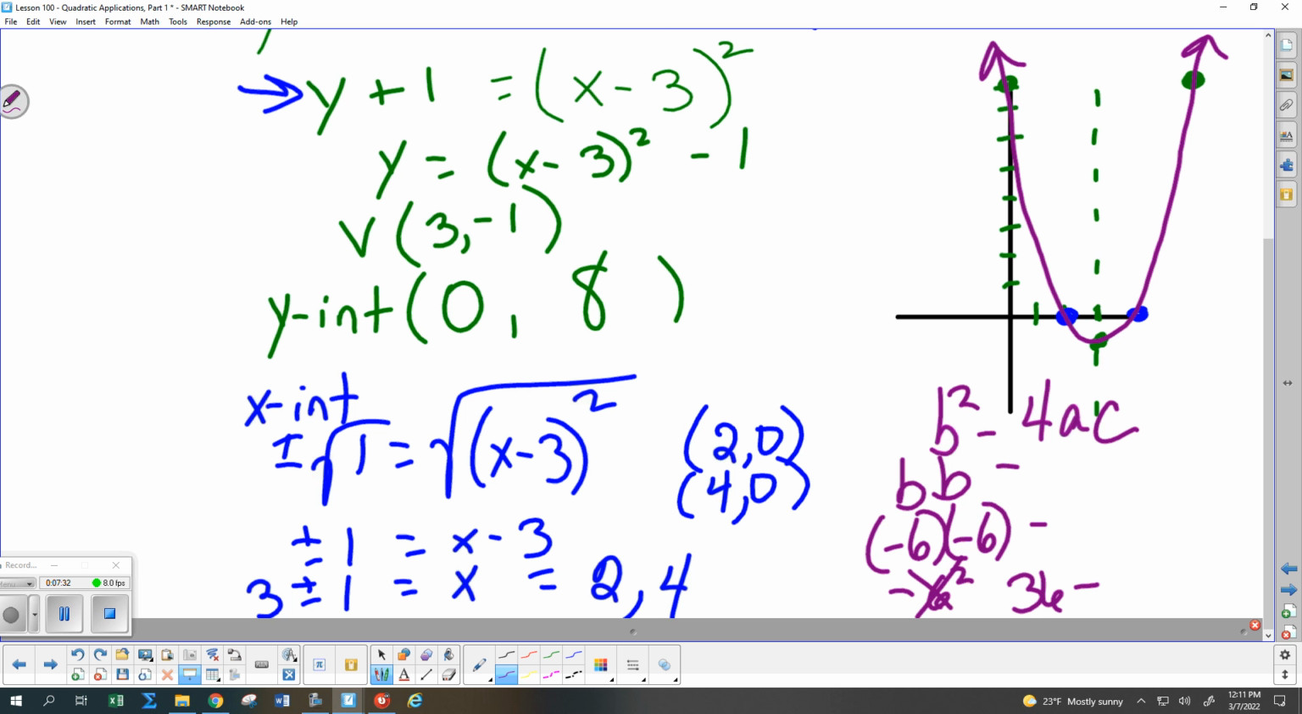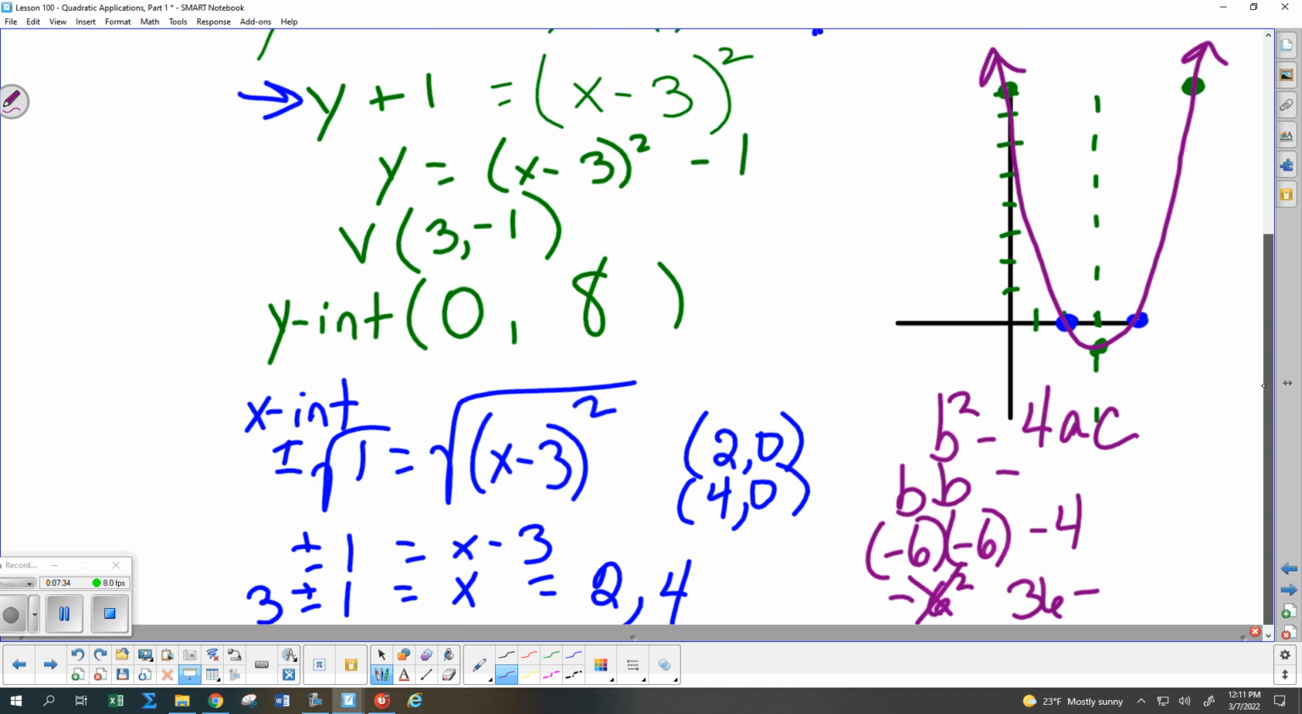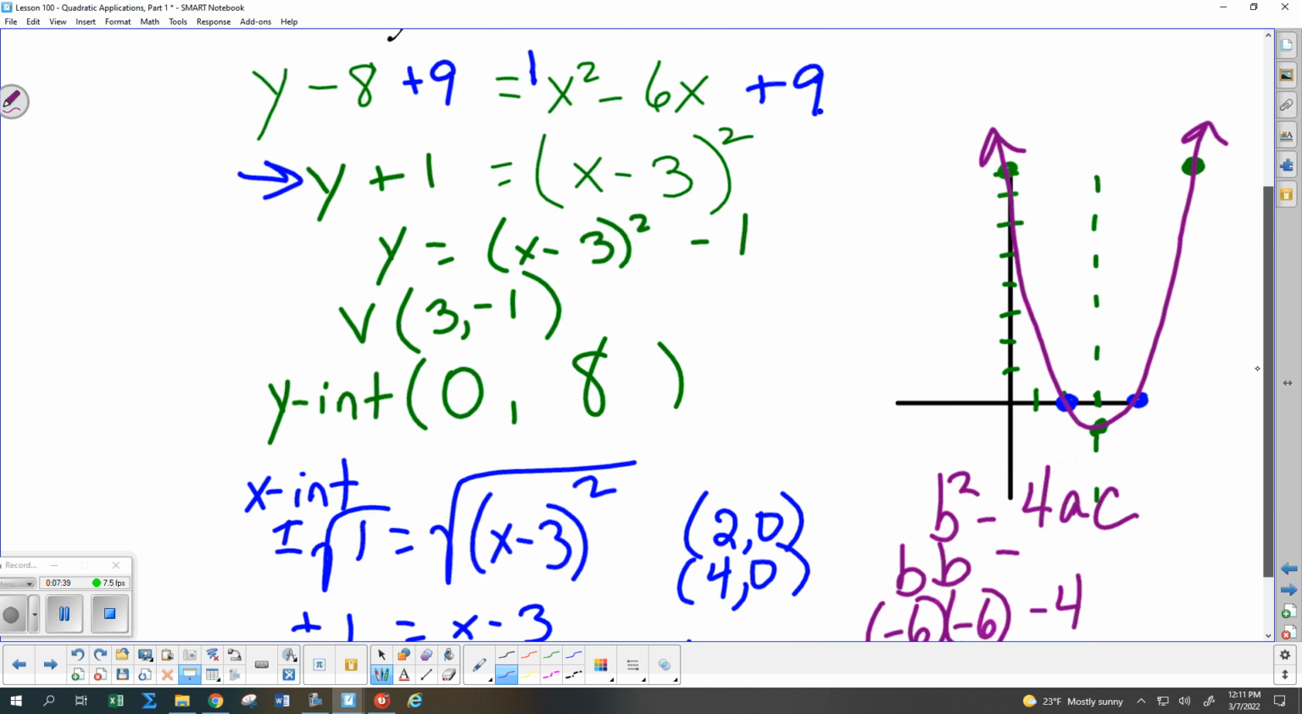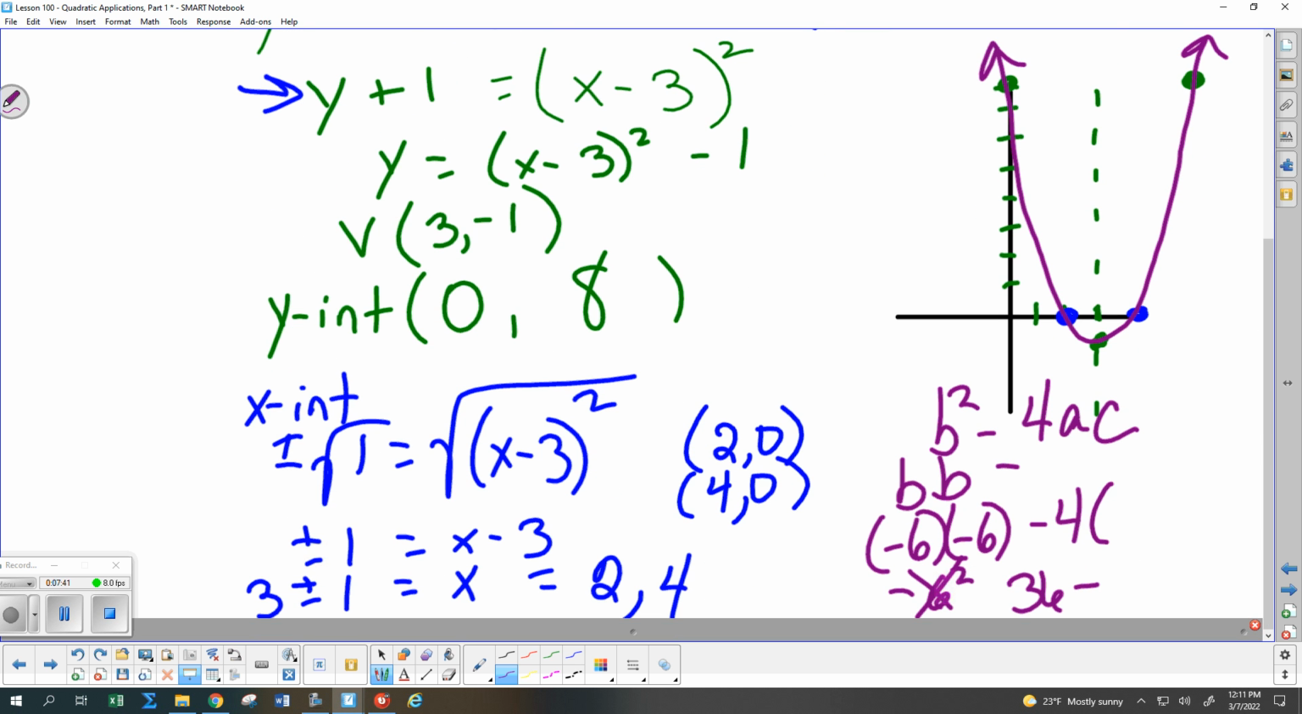And then we're going to subtract 4ac. So let's see, what's a and c? So 4 times a times c, 36 minus 32. The discriminant is 4. It was a positive number. We did have 2 x-intercepts. We do have 2 real solutions when we set it equal to 0. All right, next one.